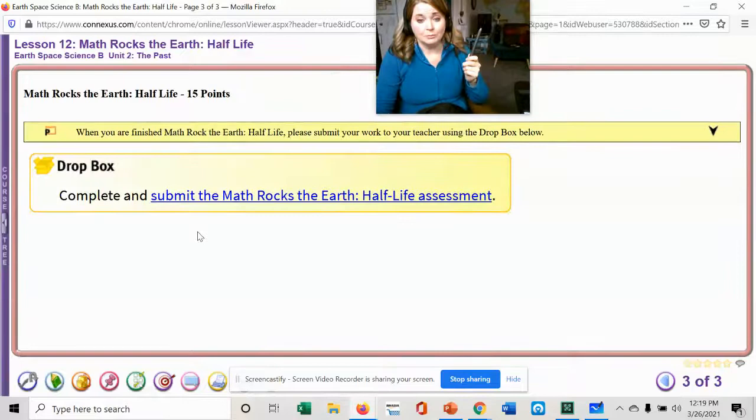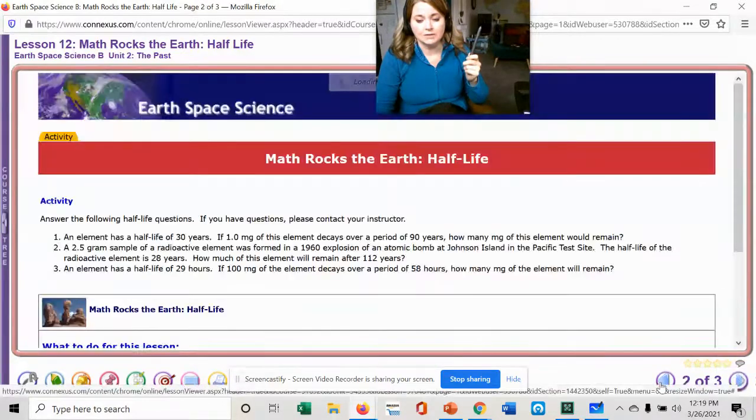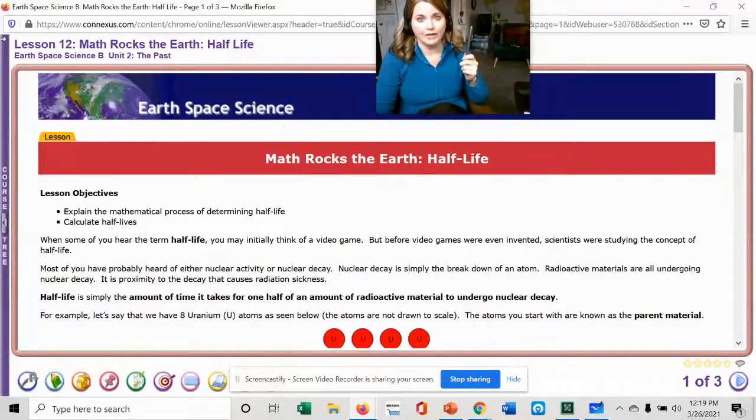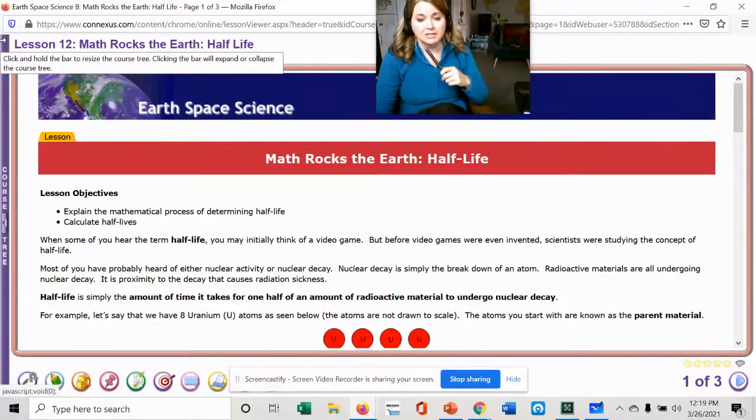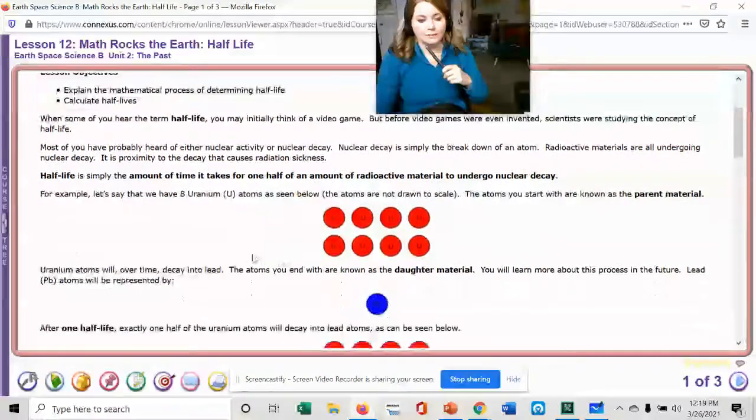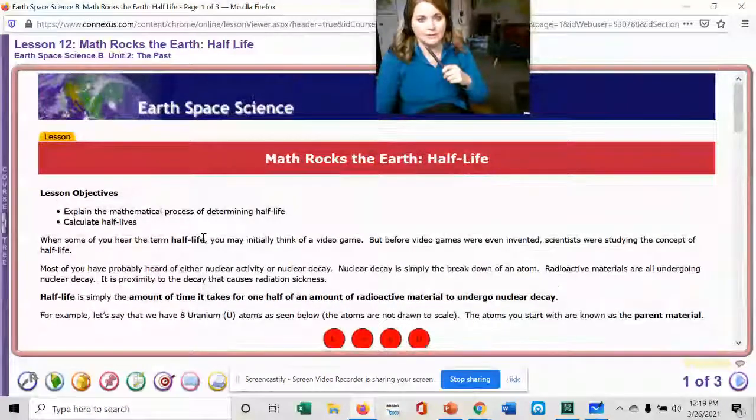So pretty simple. If you feel like you want to do this just on a piece of paper and show me your work that way, that's totally fine. Just take a picture of your paper and send it in. If you would like to do this on the computer and save your work by typing it in, that's fine too. Completely up to you. But first, let's talk about what Half-Life is and how you're going to do these problems.